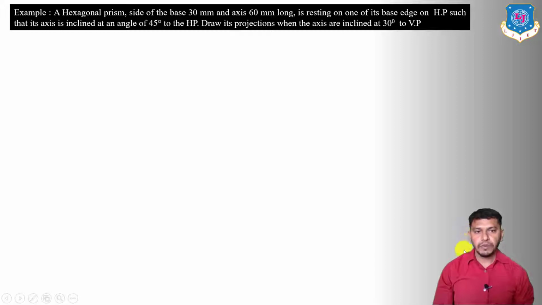If you want to derive the first stage, we have to find out the condition of resting of the hexagonal prism. So this hexagonal prism is resting on HP on its base edge. Now whenever the solid is resting on HP, to derive the first stage, we have to assume that the base and the top face of the prism should be parallel to the horizontal plane, perpendicular to the vertical plane, and the axis should be perpendicular to the horizontal plane, parallel to the vertical plane. So by assuming this condition, we are going to draw the first stage.